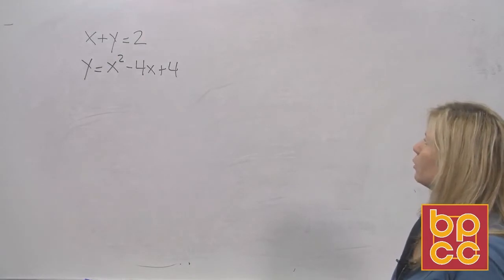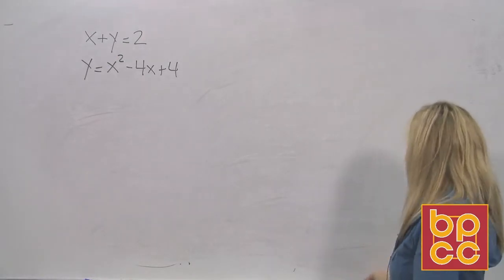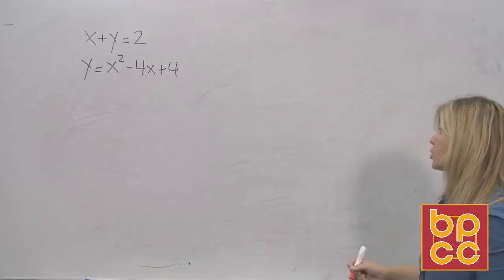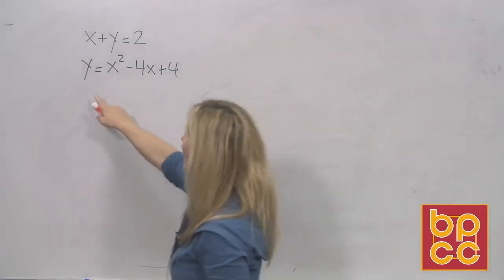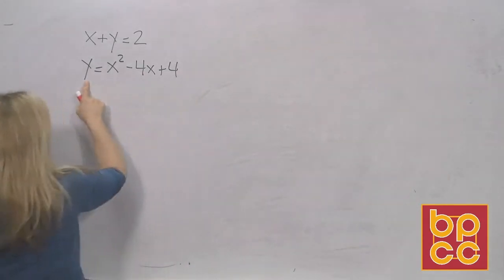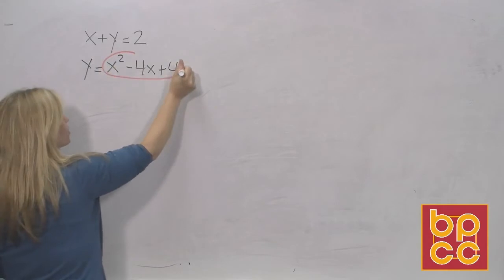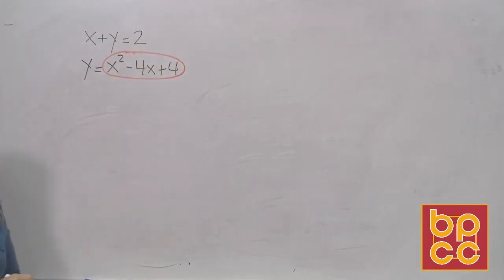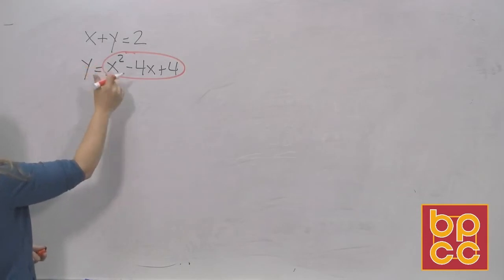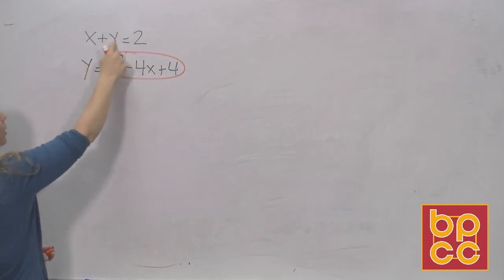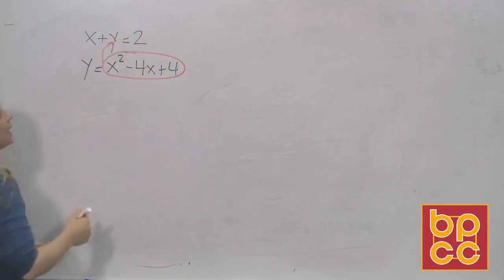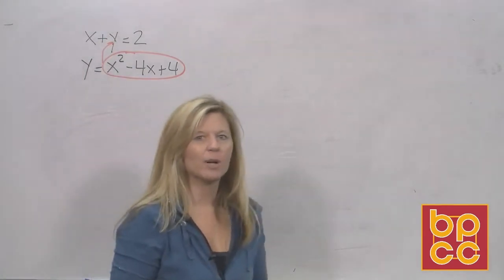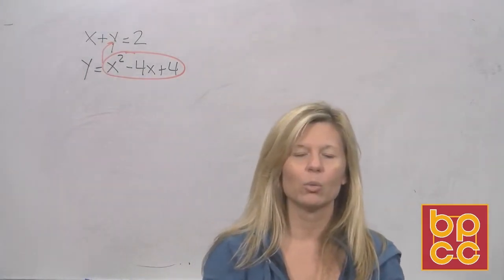Well, obviously, if you look at this system, it is quite obvious we're going to do substitution. We have y isolated. We know what y equals. Y equals this whole trinomial, x squared minus 4x plus 4. So what we're going to do is substitute. We're going to take this trinomial and put it in the spot for y. Now I know what you're thinking again. How can we replace one variable with 3?